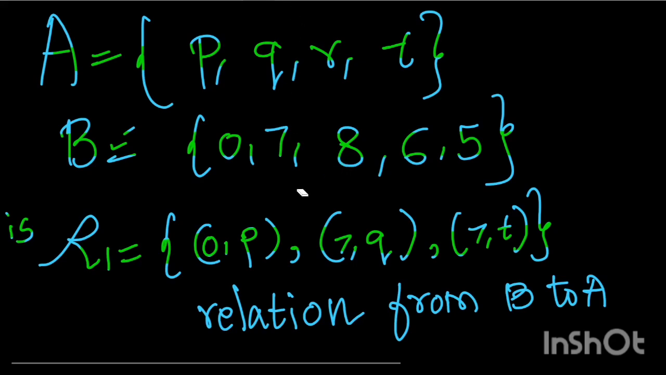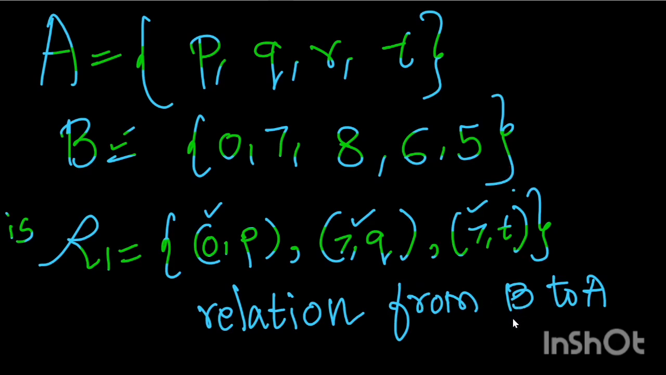So let's check (0, 7). We need to check, there is no need to find A cross B fully, we just need to ensure that the first element 0, 7, 7 should be a subset of set A. Okay, so 0, 7, 7, a relation from B to A.